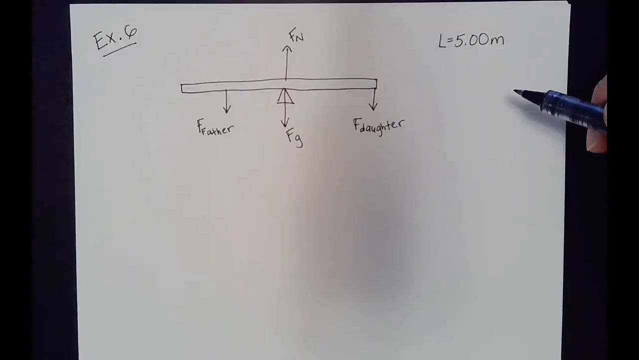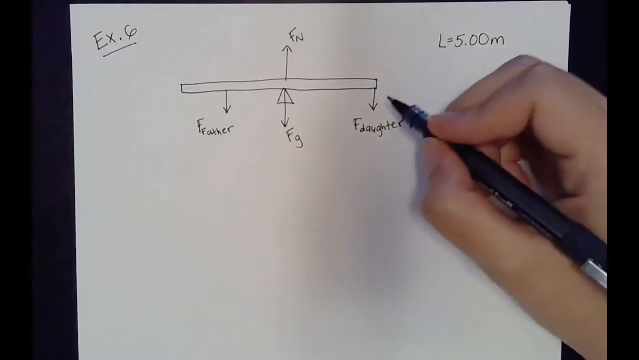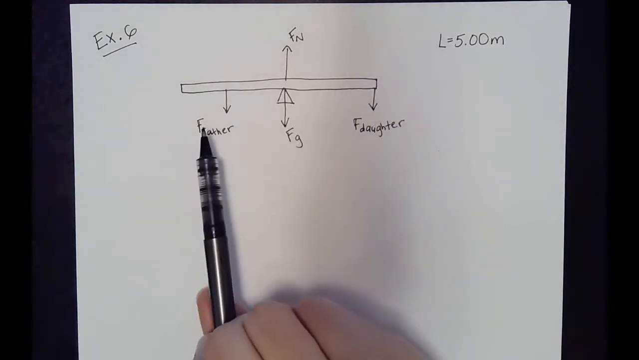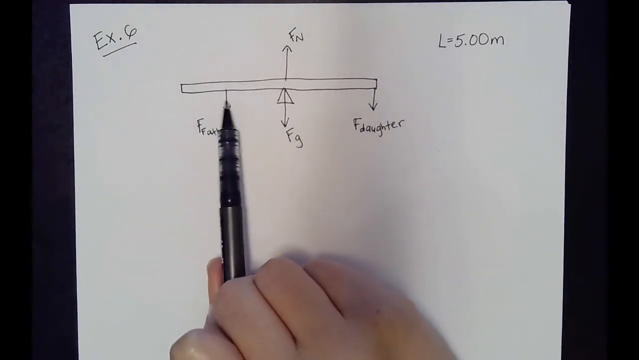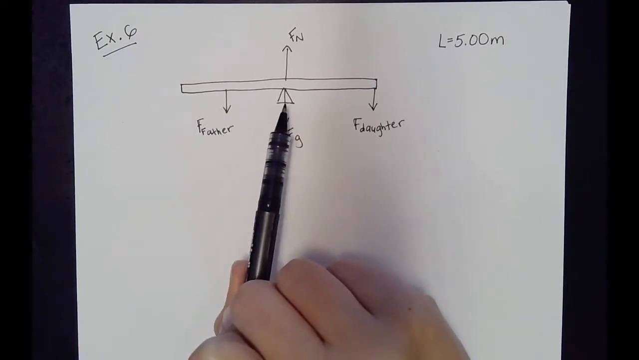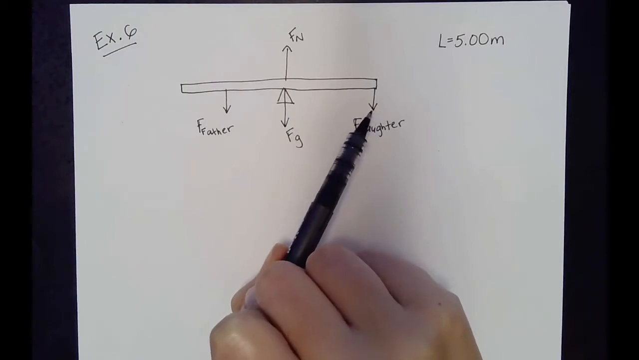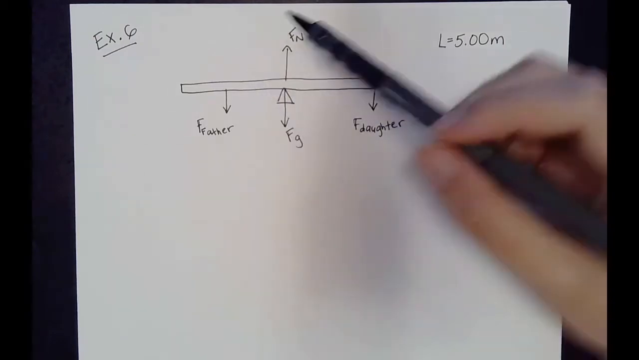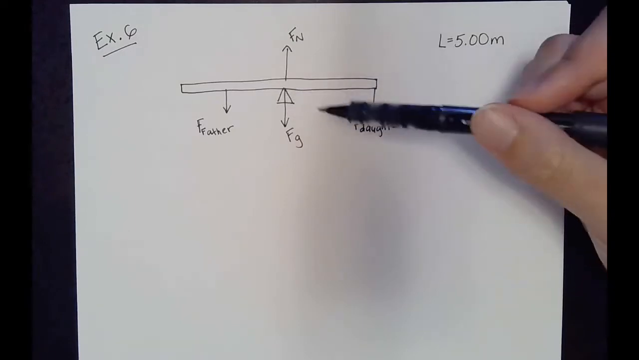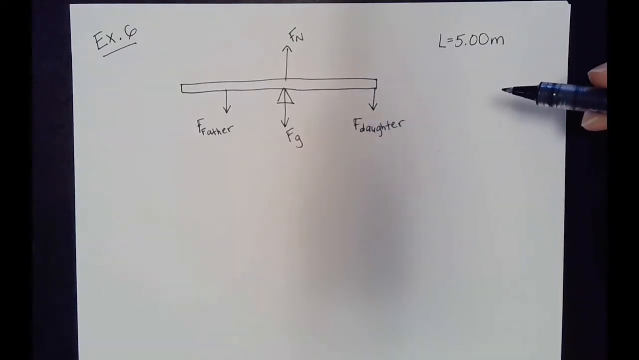Okay, so let's begin with a free body diagram for the seesaw. The daughter sits at one end, so this is her weight, and then the father will be on the other side, a distance in from the center. Since he has a higher weight, he'll have to be closer to the pivot point in order to balance the torque of the daughter. And then at the pivot point, we have the normal force of the support and the weight of the beam. So the first question is, what is the normal force exerted by the support?